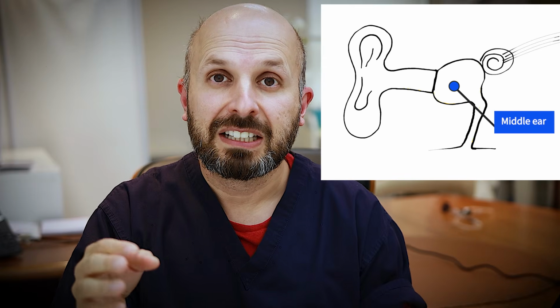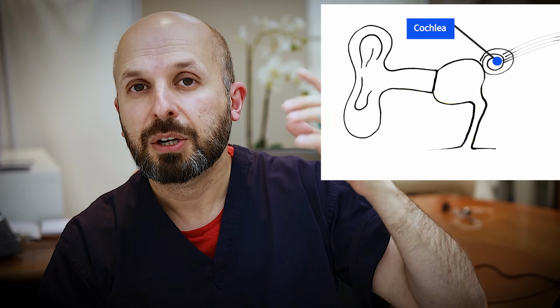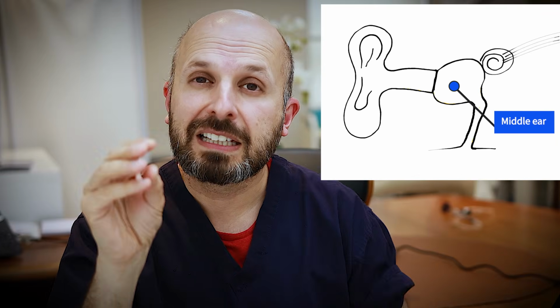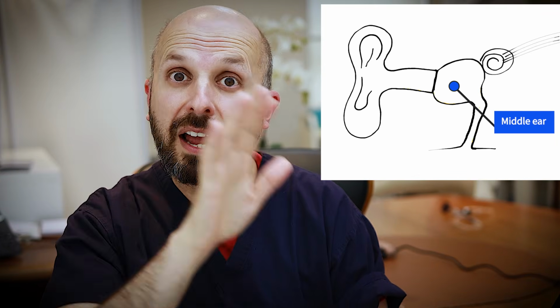Now, a different type of infection is not that area at all, but it's in the middle ear. That's behind the eardrum, but not in that seashell thing, the cochlea, which has all the nerves that go off to the brain. We're talking about the space where all the little hearing bones are, behind the eardrum.